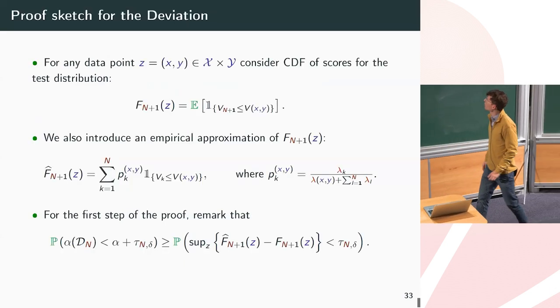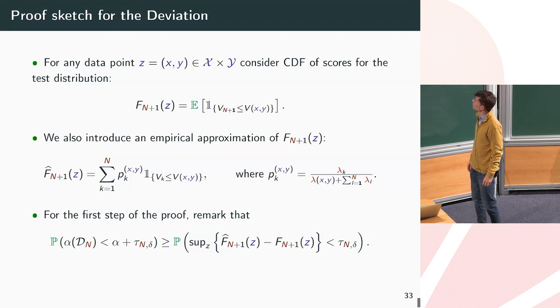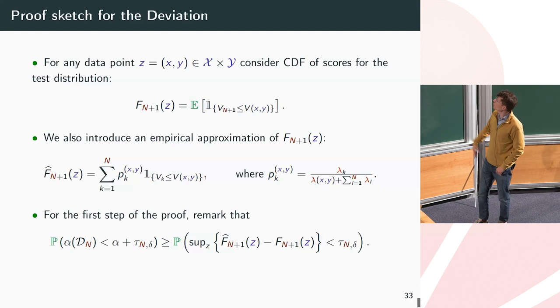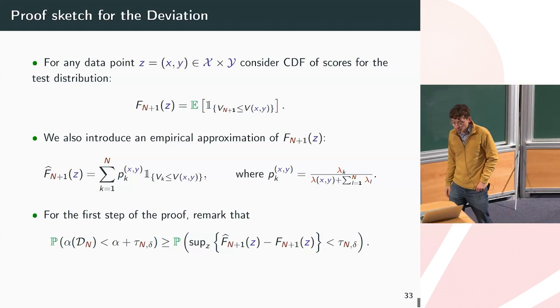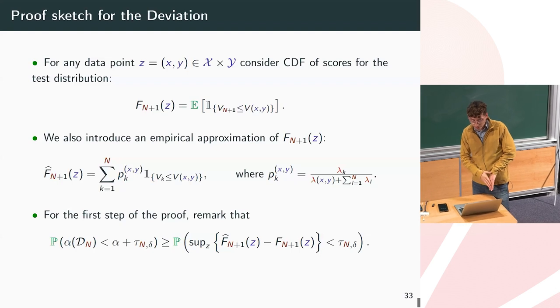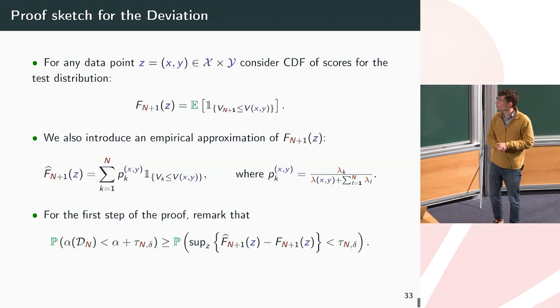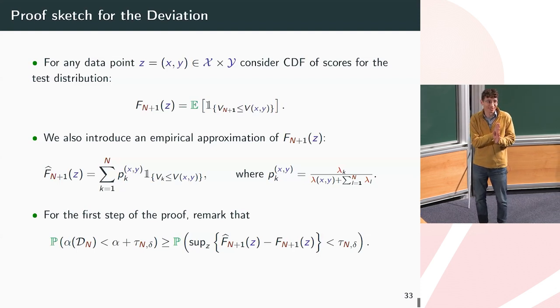And just a brief sketch of the proof. I won't enter into details, but the first idea was to study the cumulative distribution function, because in fact, we know that quantiles are closely linked to the cumulative distribution function. I don't know if you are familiar with quantiles? Not so much?